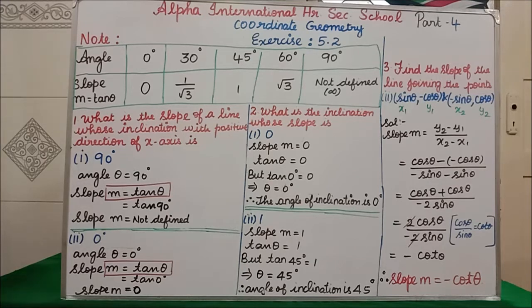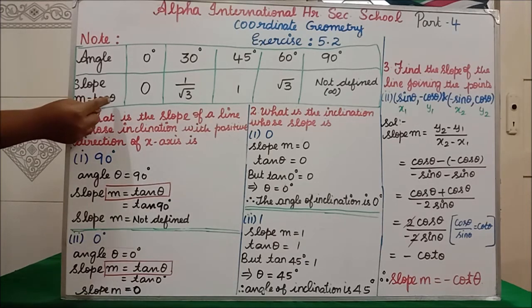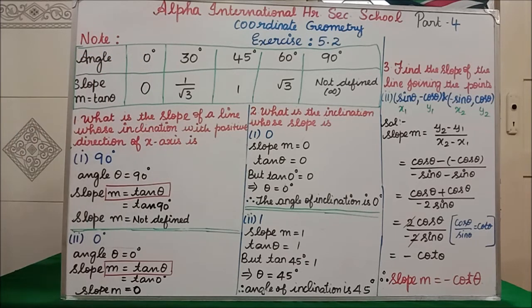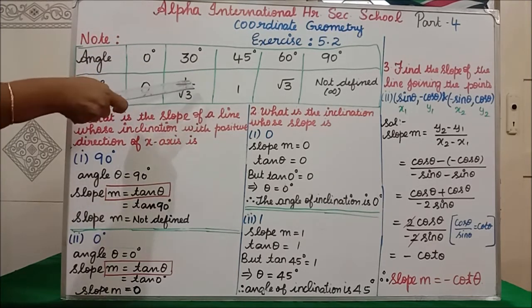These values will be in your trigonometry. That time you will learn deeply. Now just know the values alone. See, if angle is 0 degree, the answer is 0. If instead of theta you substitute 0 degree, you will get 0. Similarly, if you substitute 30 degree, you will get 1 by √3.